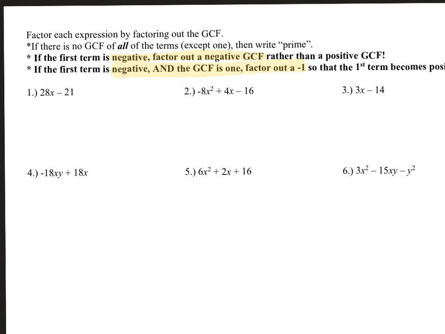So the very first one, first thing you want to do is ask yourself, what is the GCF of 28x and 21? And it's 7. So we start by writing down the 7, and then you do your parentheses, and I basically divide 28x by 7 to give me 4x, and 21 divided by 7 gives me 3. So I'm left with 7 times 4x minus 3. So the factors of 28x minus 21 are 7 and 4x minus 3.